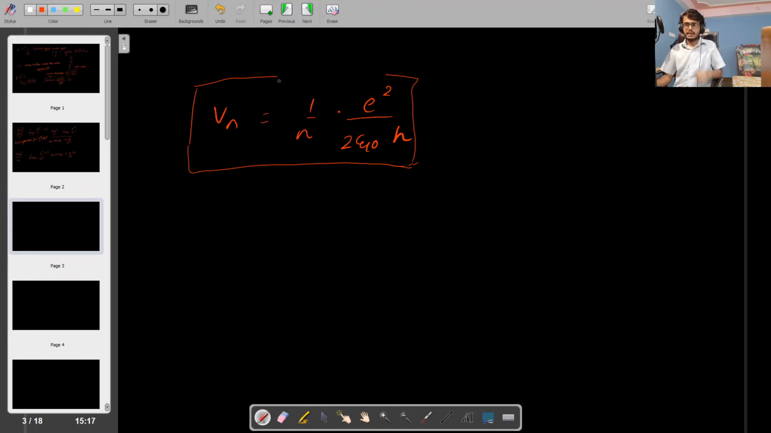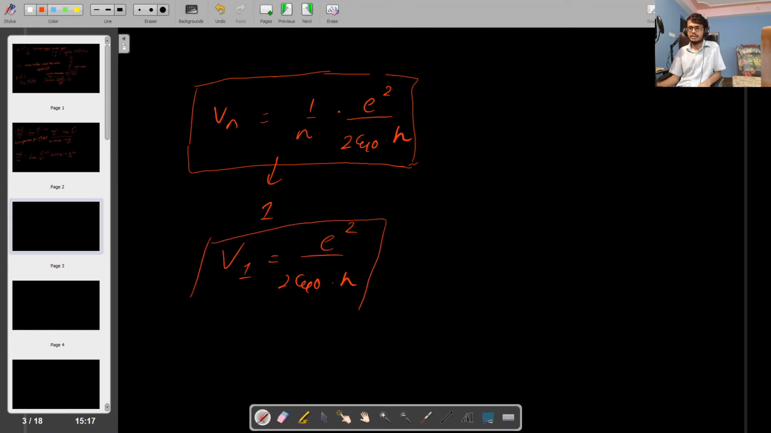So we get the value of vn as 1 by n into e square by 2 epsilon naught h. Now if we put the value of n as 1, the velocity of the electron in the first orbit is e square divided by 2 epsilon naught into h. So this is the velocity of the electron in the first orbit. It's very, very important, not only for class 12. This is important if you go further in physics or engineering; this is one of the important topics you'll get.